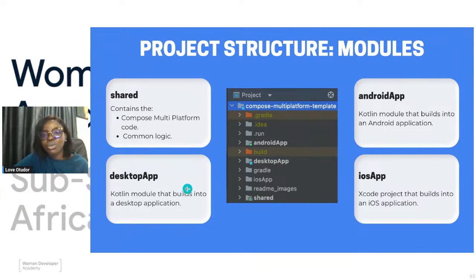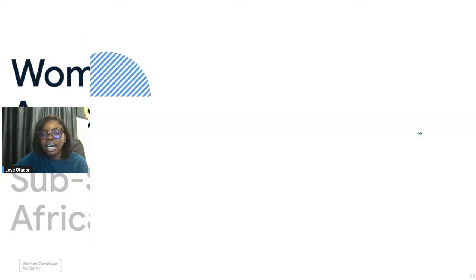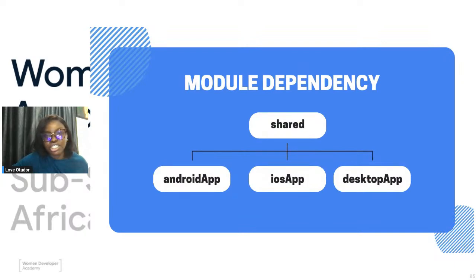So also we have the desktop app module. This module basically contains all your desktop platform specific code. Same with the Android, which contains our normal Android platform specific code. Both the desktop and the Android apps are Kotlin modules, and for the iOS, it contains an Xcode project that is built into an iOS application. So we're going to see how they relate with the shared module.